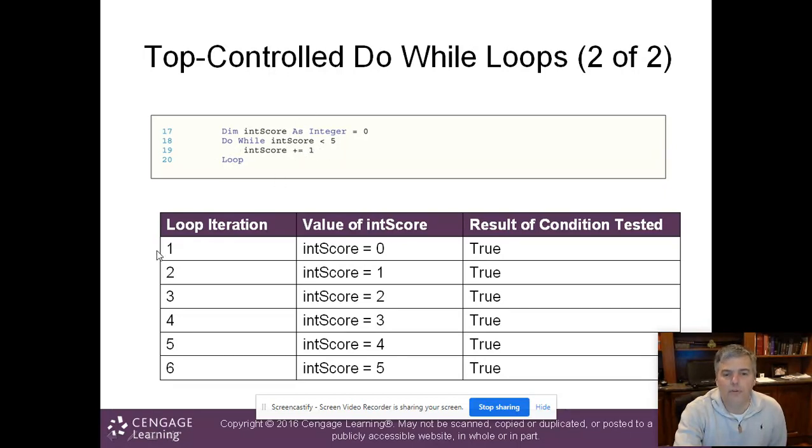Okay, so if we look at our iterations, our score starts at 0. So this loop is going to actually execute 5 times. On the 6th time, it's going to kick out for us because it's starting with 0, right? So it actually is going to execute 6 times, even though our score is 5.